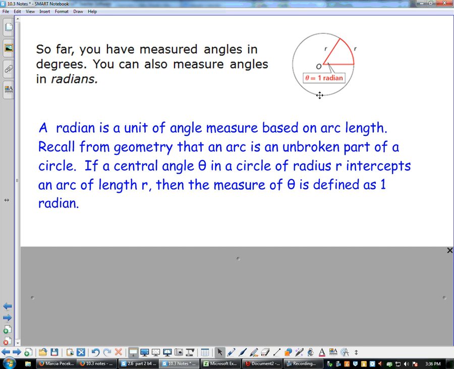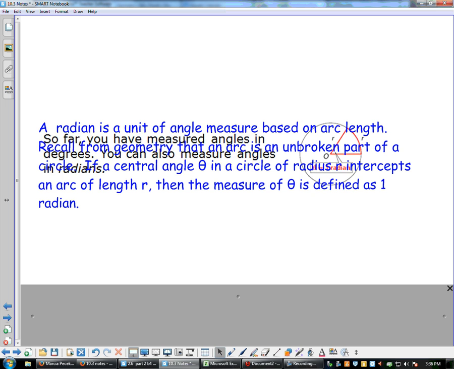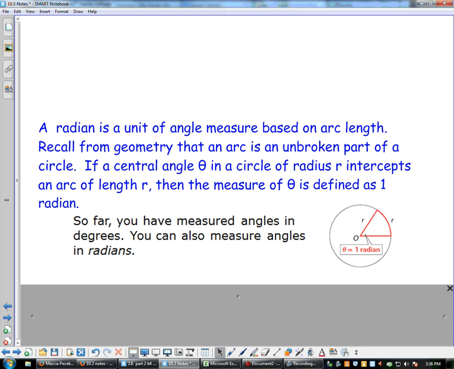If a central angle theta in a circle of radius r intercepts an arc of length r, then the measure of theta is defined as 1 radian. So let me slide my picture down here. In other words, if the radius of the circle is r, and here's our angle, theta, and if this arc length right here is also r, that means that theta must measure 1 radian.